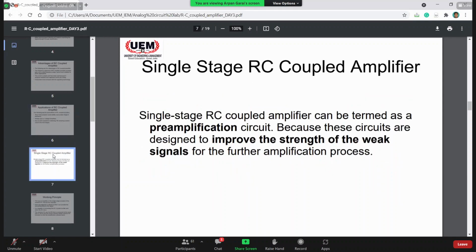Now the single stage amplifier. In your lab, first we discuss something about the single stage amplifier. Then after that, we will discuss the two stage amplifier.